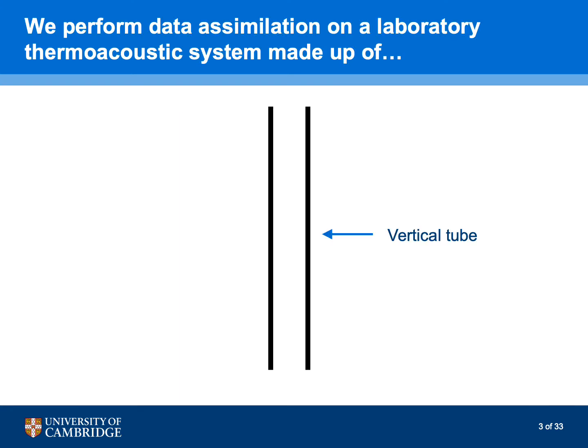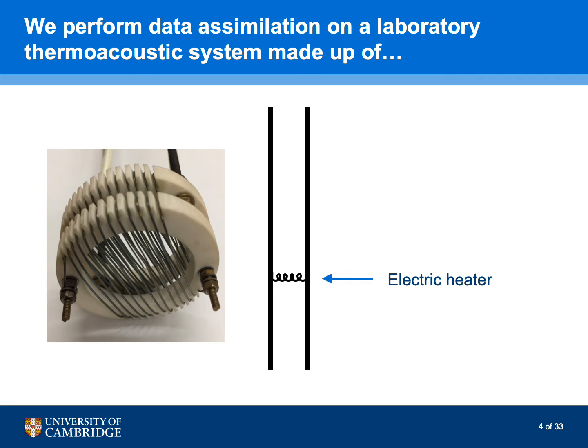We carry out experiments on a simple thermoacoustic system made up of a 1 meter long vertical tube with a diameter of less than 5 centimeters. We then put an electric heater inside it. The heater is made up of 2 ceramic rings wrapped around by many thin filaments and held in place by 2 prongs. This system is known as Rijke tube and is the simplest thermoacoustic system you can imagine. In spite of its simplicity, it contains much of the relevant physics present in a real jet engine.